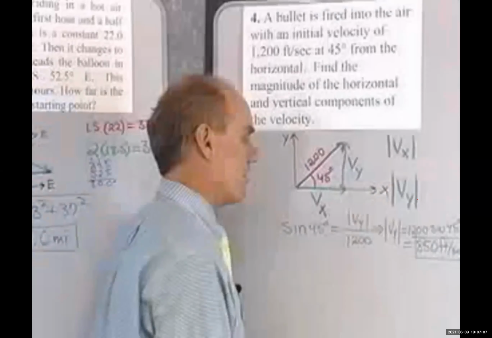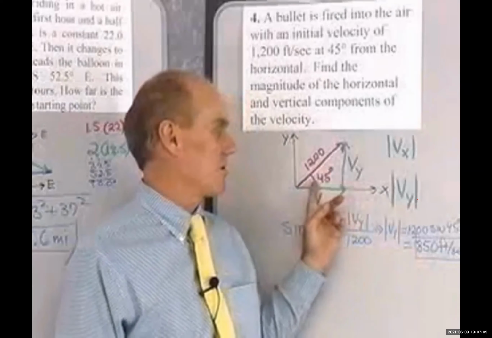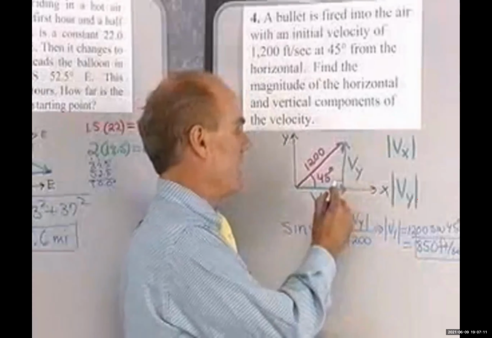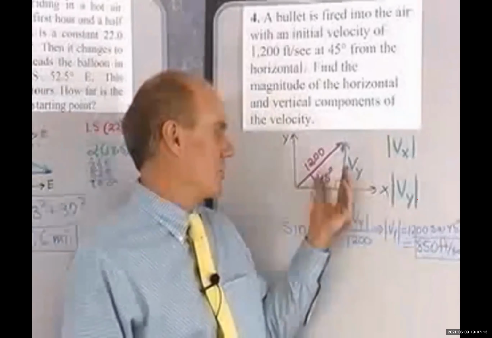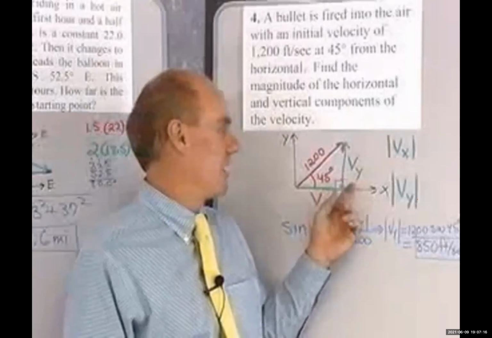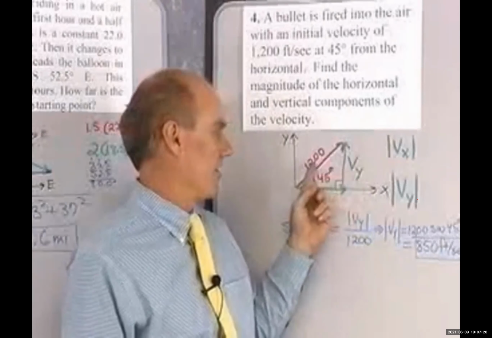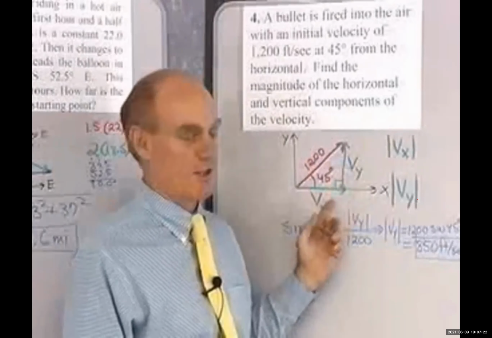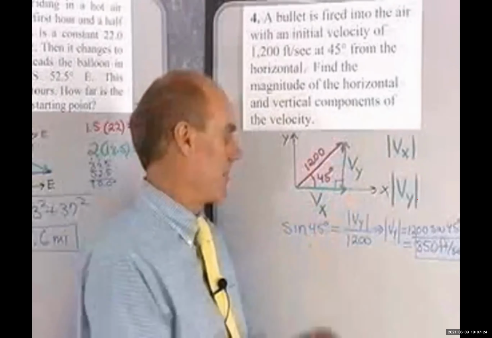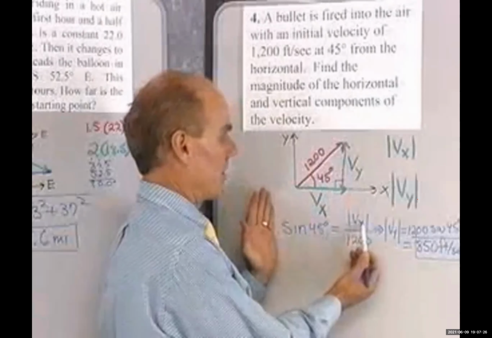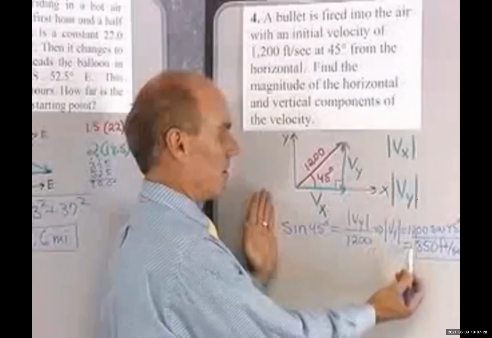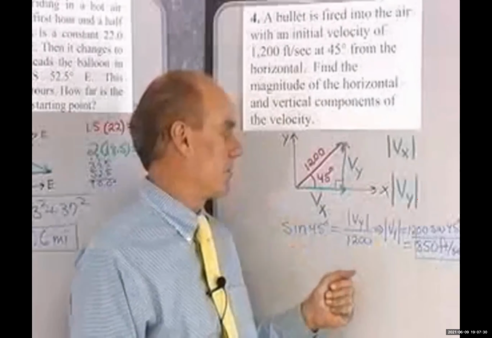So 850 feet per second. Now also notice that this is a 45, 45, 90 triangle, so I could just use that fact to find the lengths of these two sides right here, because whatever these lengths are, this length right here is square root 2 times these lengths. I could just solve a little equation like that. But I set it up sine 45 equals the magnitude of v sub y divided by 1200. That gives me 850 feet per second.